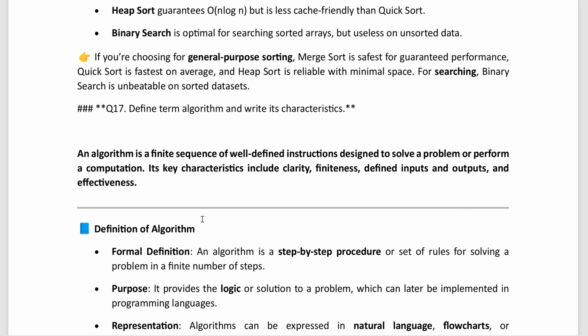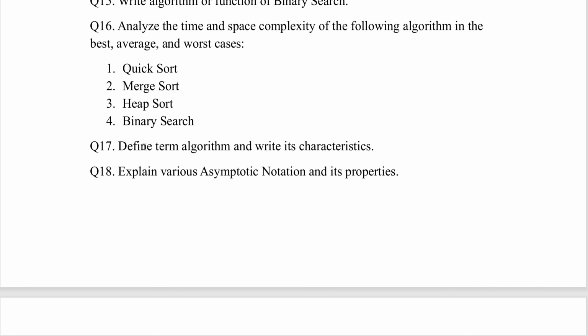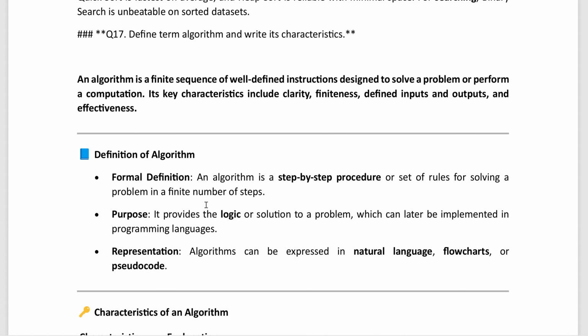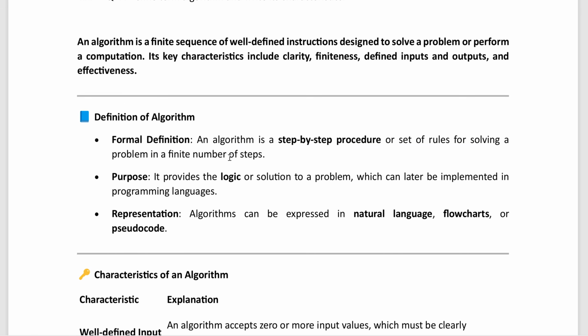Right? Now we jump to question number 17. Question 17 says: define the term algorithm and write its characteristics. An algorithm is a finite sequence of well-defined instructions designed to solve a problem or perform a computation. Its key characteristics include clarity, finiteness, defined inputs and outputs, and effectiveness.